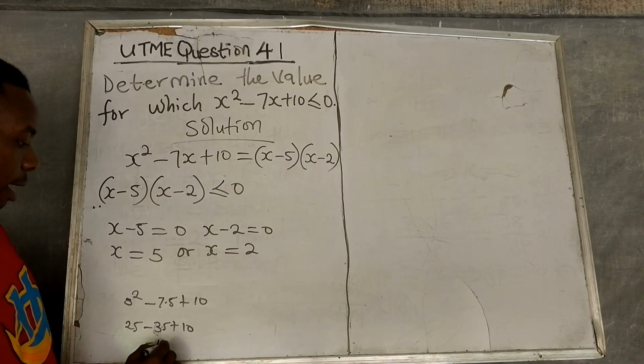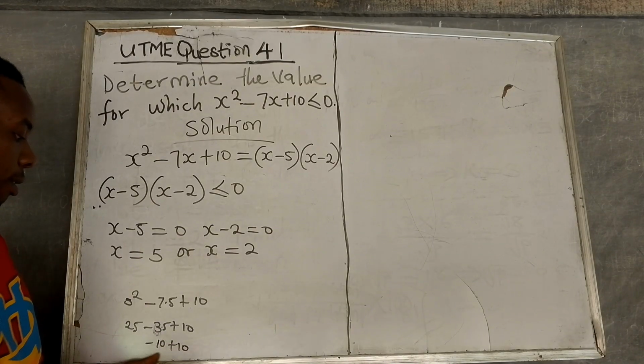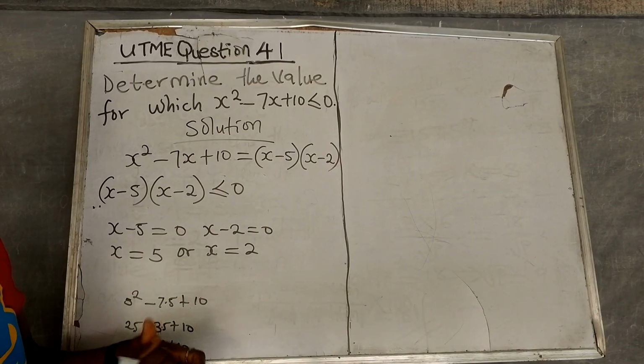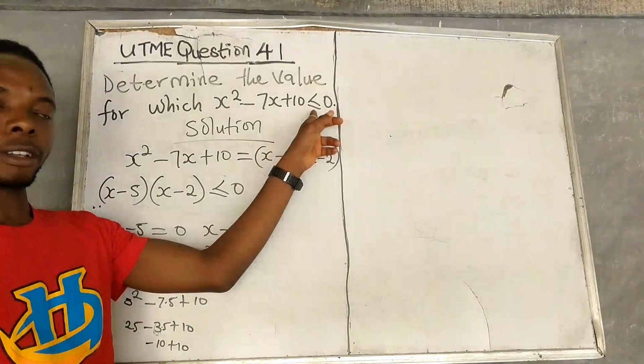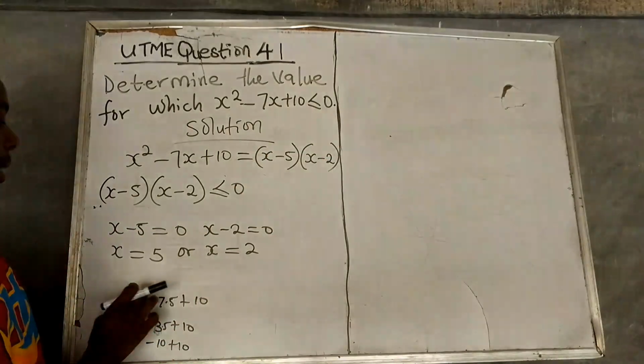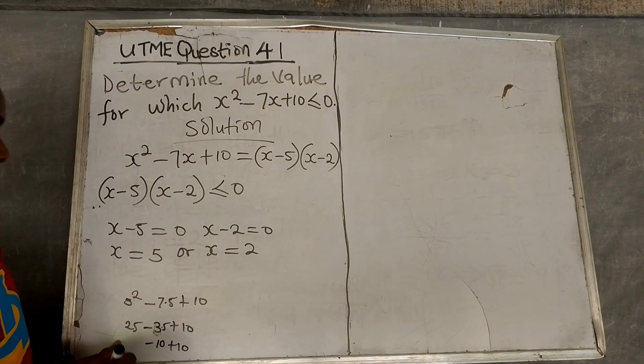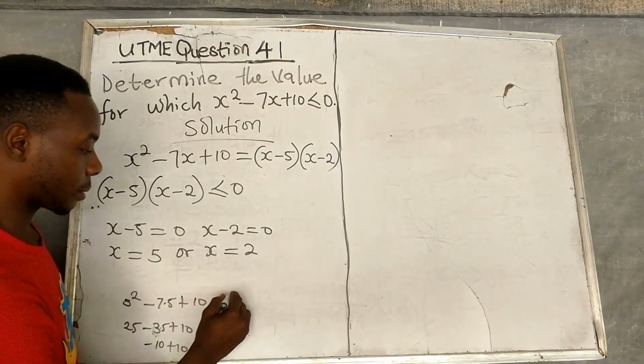To give us minus 10 plus 10, right? Minus 10 plus 10 is 0. So 0 is less than 5, right? So I will try another number that is greater than 5. Which number is that? Which is 6, right?